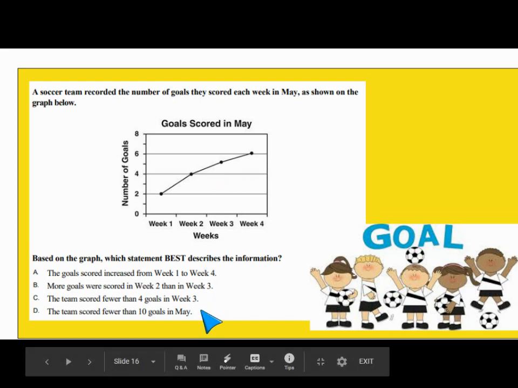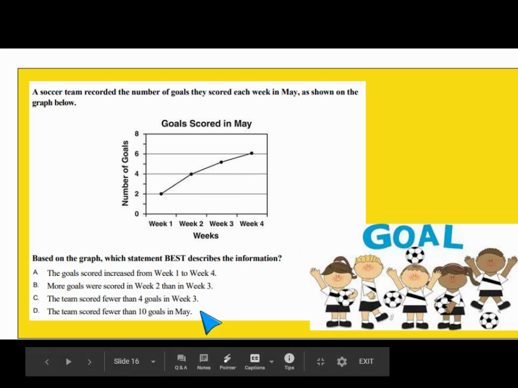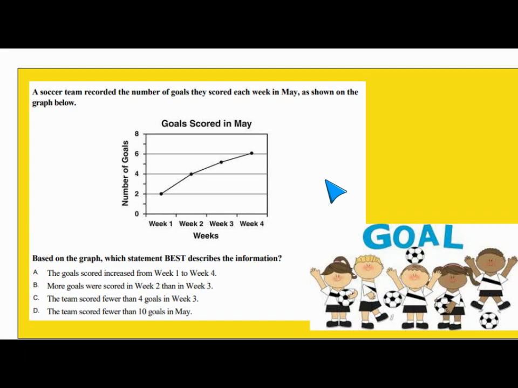The team scored fewer than 10 goals in May. Well, let's add it up. 2, 4, that gives us 6. 5 more is 11. 6 more is 17. 17 is quite a bit more than 10. So, boys and girls, your answer is A. The goals scored increased from weeks 1 to 4.